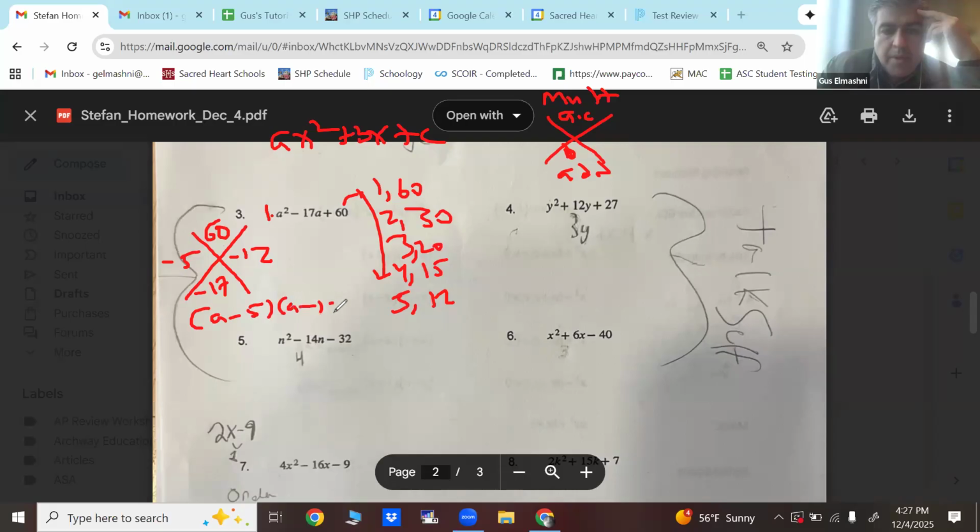Because if you FOIL, meaning multiply the first, outside, inside, and last terms, you'll get back to the original expression. Now another thing you could do as well, it's a little redundant, but we'll definitely need it for 7 and 8.